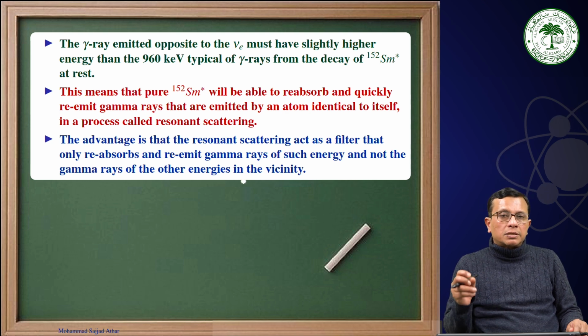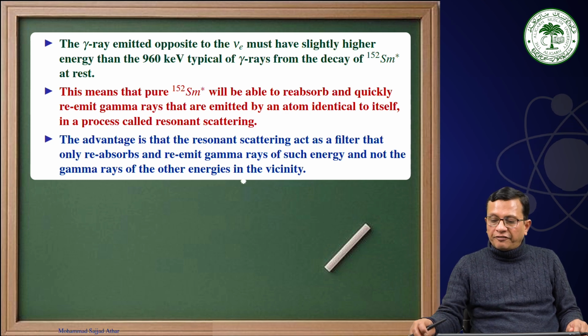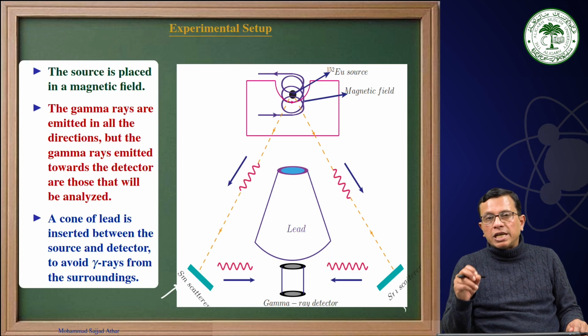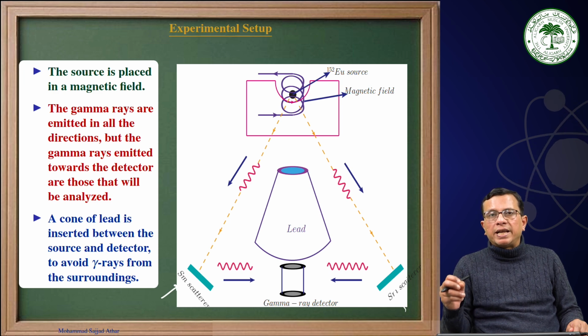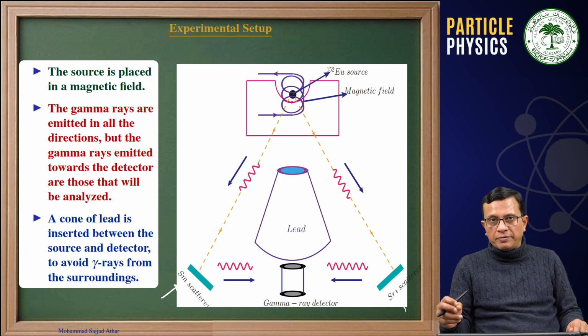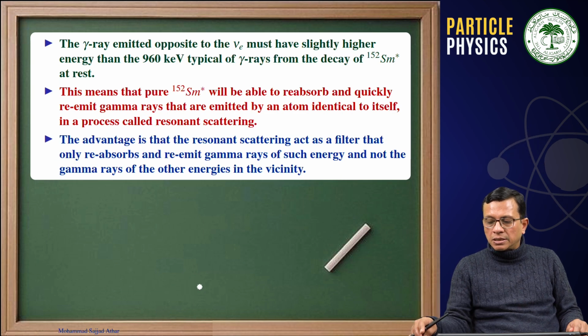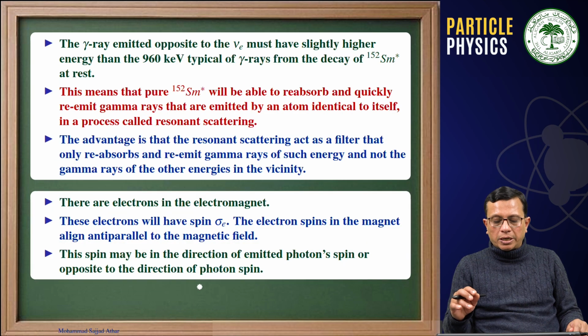Therefore, it is playing the role of a filter. That is very important. It is only seeing those photons which have kinetic energy slightly higher than 960 keV. The other photons won't have this resonant scattering phenomenon.